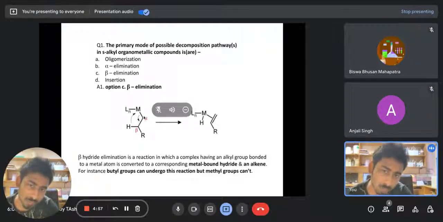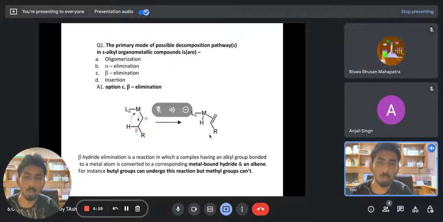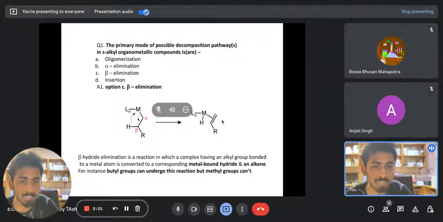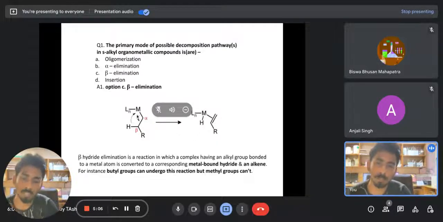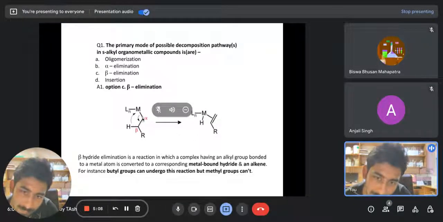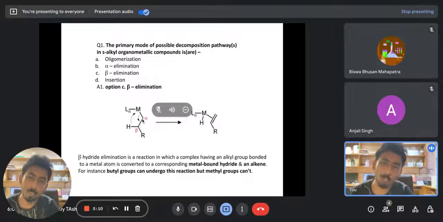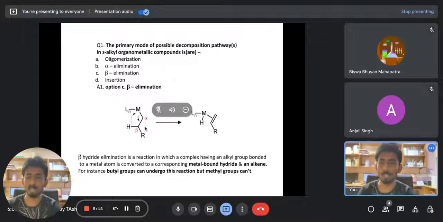And this bond collapses into the alpha beta double bond. So we are forming a double bond, that is the olefin, and we are left with a hydride. You can see this metal atom has an alkyl group. This alkyl group is a 2 electron donor. You all know from organometallic examples that the alkyl group is a 2 electron donor.